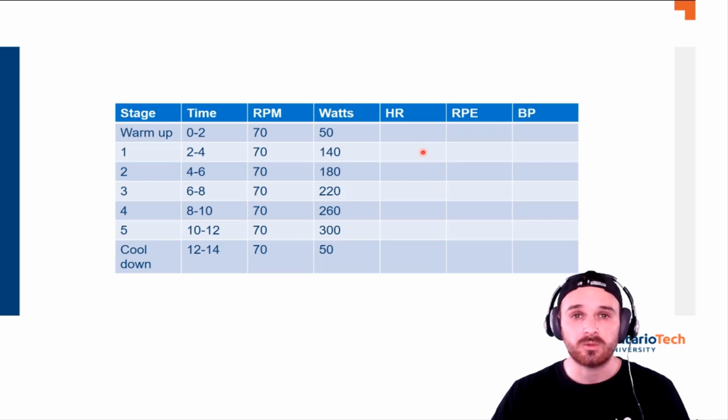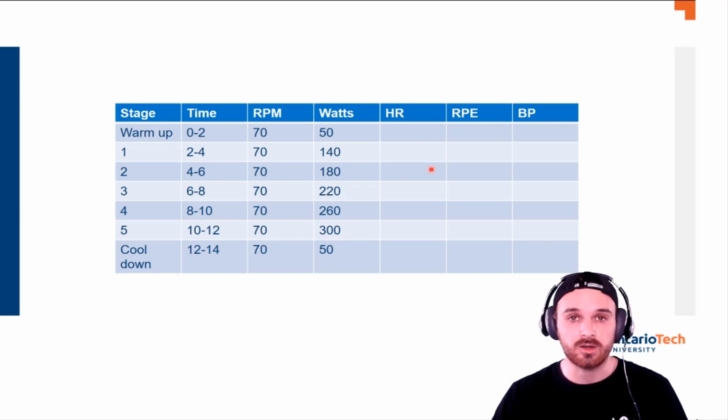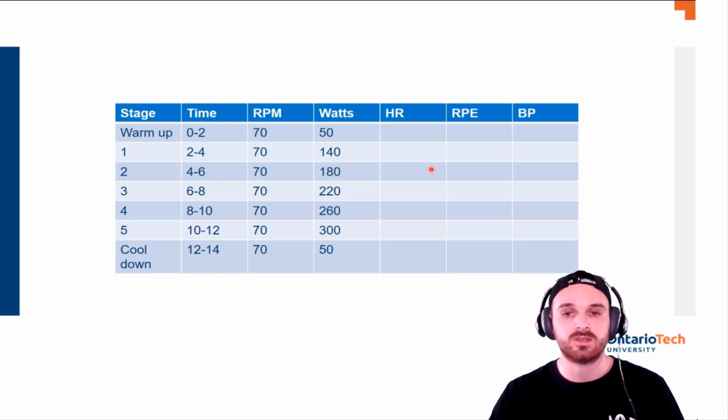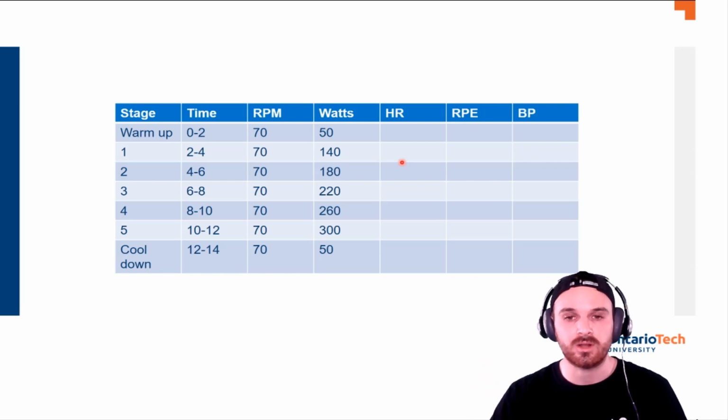Things that we're going to measure throughout the test that aren't being measured by our cardiac output system are heart rate. We're going to take that radially, I believe, in this test. Or no, I actually used a heart rate monitor in this test. So we're taking heart rate, RPE, and blood pressure.